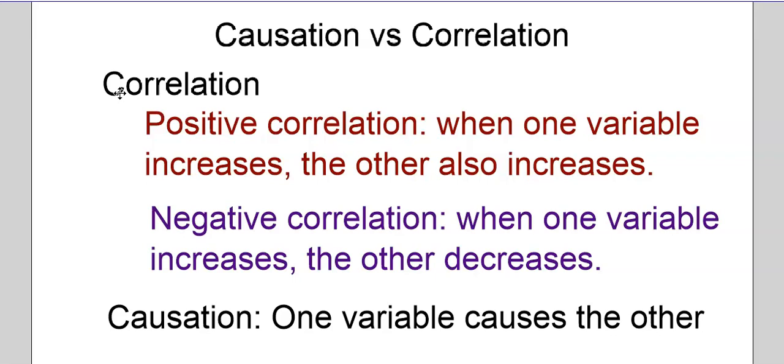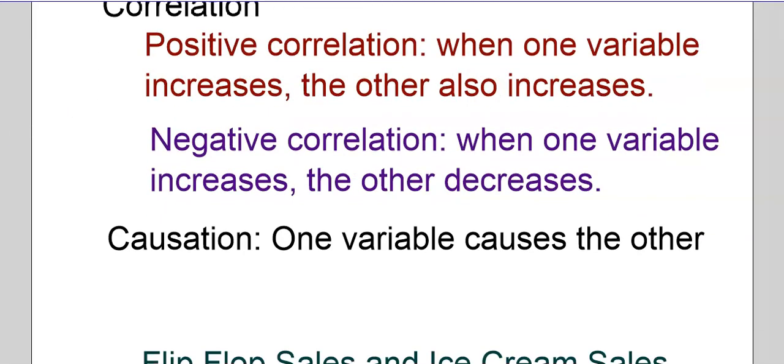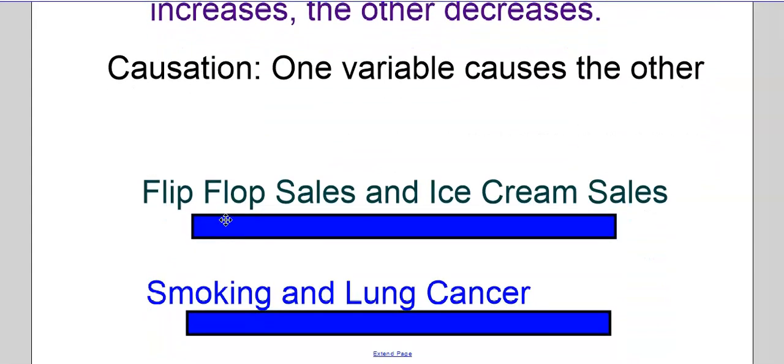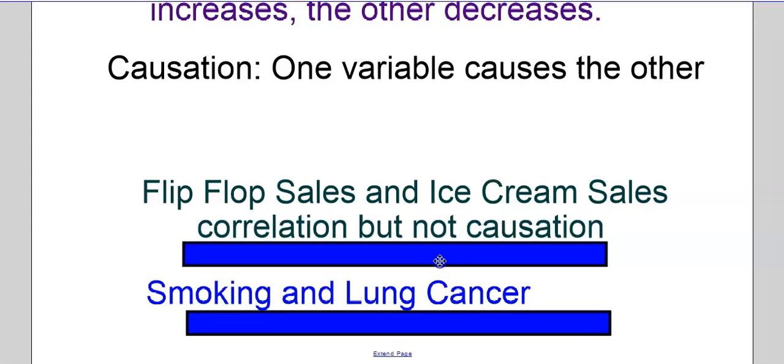And then there's something called causation. That's when one variable causes the other. So let's look at a couple of examples. Flip-flop sales and ice cream sales. Now it might be true that an increase in flip-flop sales could happen at the same time as the increase in ice cream sales, but it would be inappropriate to assume that an increase of flip-flop sales would cause an increase in ice cream sales. So here we have a correlation, but not causation.